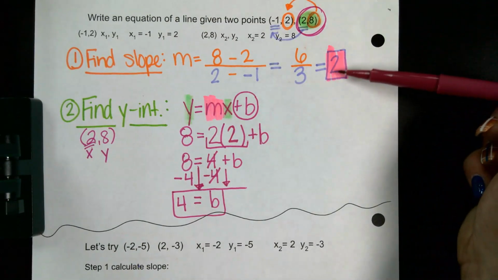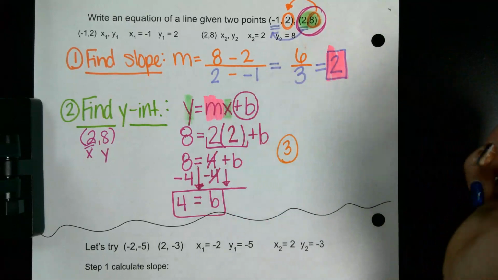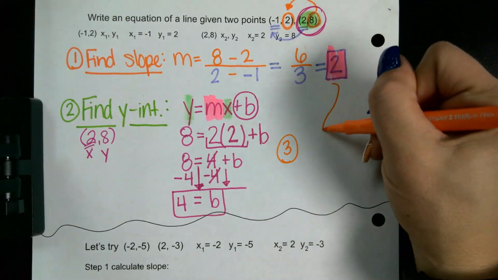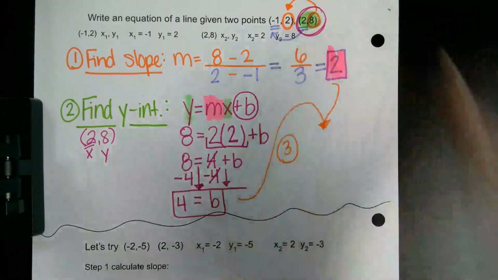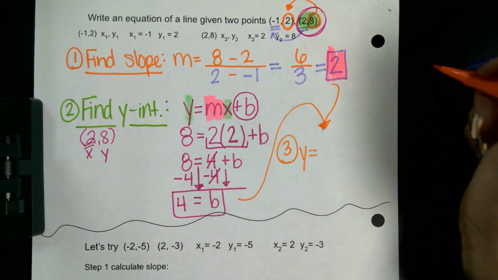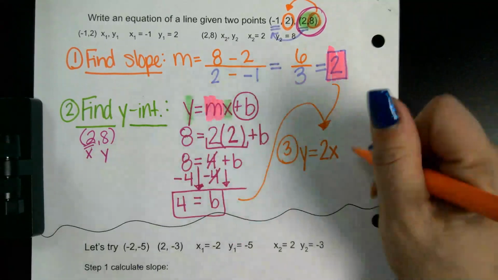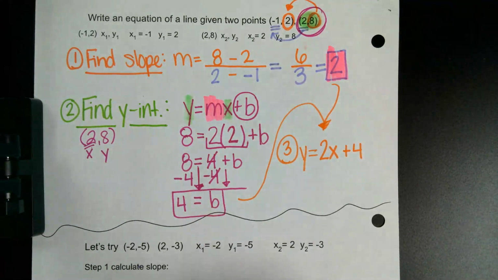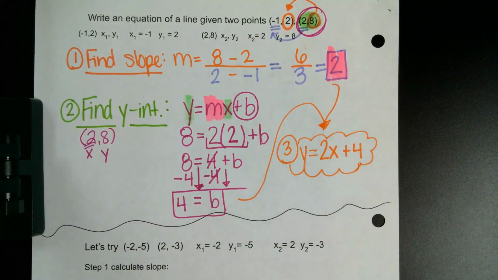Step 1, find slope. Step 2, find intercept. Step 3, write the equation. So this is all you guys do. Watch. You're going to bring your slope and your intercept together, and we're going to use those two numbers to write our final equation. Y equals the 2 goes in front of x, and the positive 4 goes behind it. So you end up with y equals 2x plus 4. Those are your steps every single time.